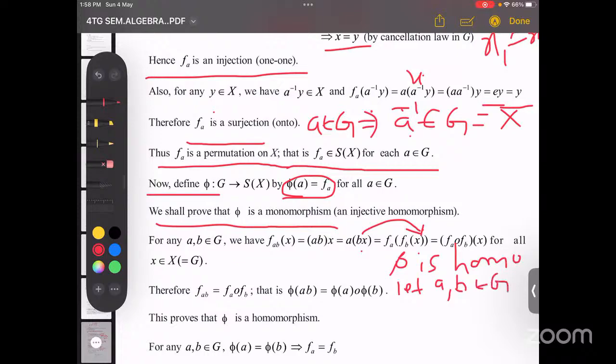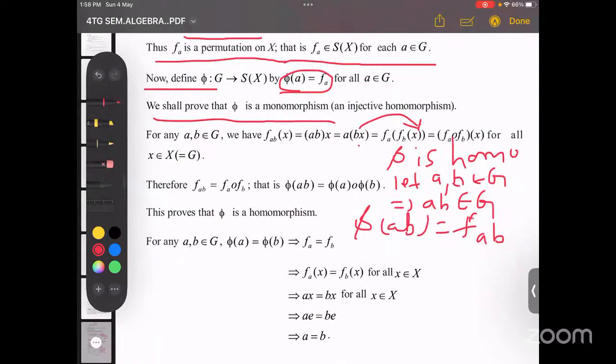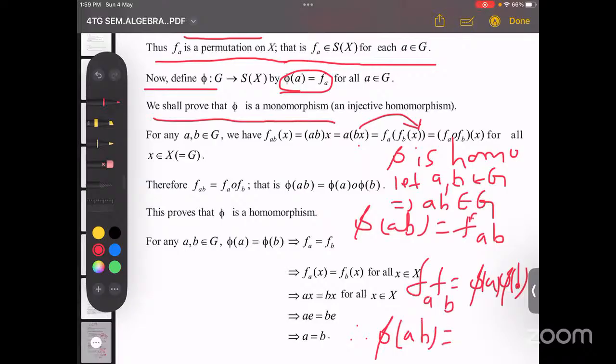Let A, B belong to G, which implies AB belongs to G. Okay. So pi of AB is equal to f of AB, you take. Then f of AB, so f of small a and f of small b, we know that it is pi of A, pi of B. So therefore, you can tell that pi of AB is equal to pi of A, pi of B. Okay. Simple way you can show that it is a homomorphism.